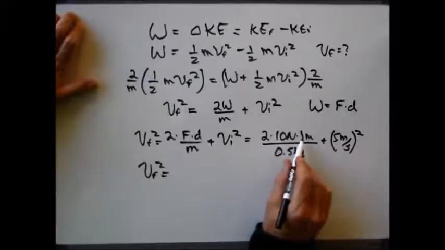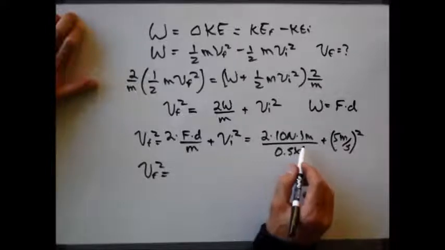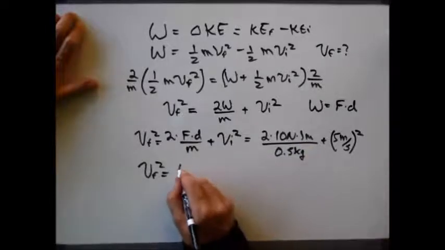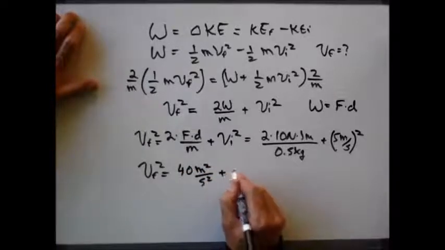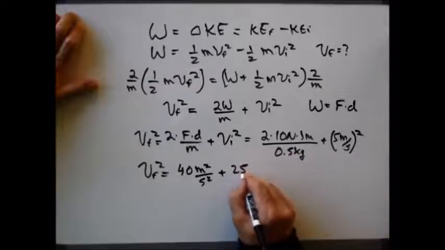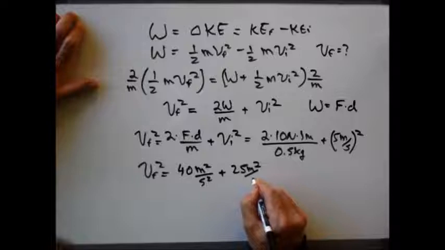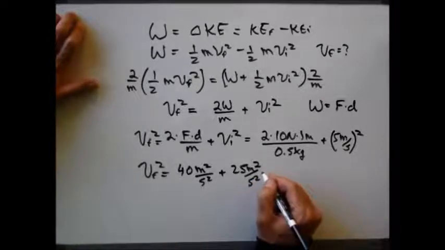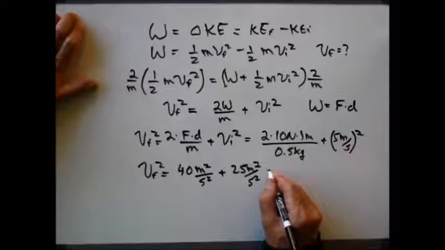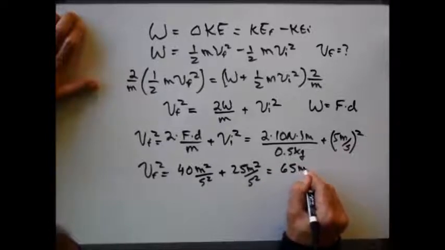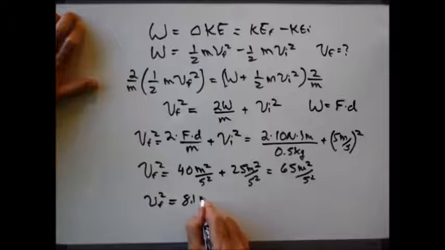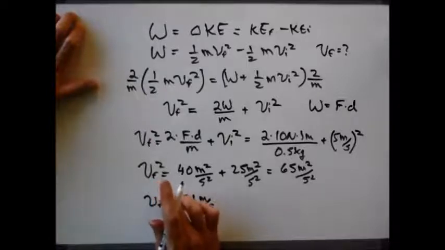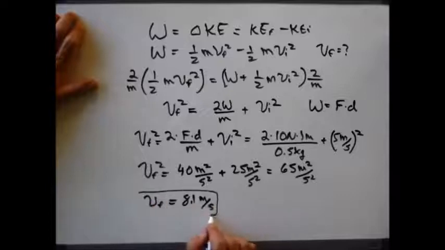And so that says V final squared is equal to 2 times 10 is 20 times 1 is 20 divided by 0.5 is 40. A newton meter is a joule divided by a kilogram, so this is 40 meters squared over second squared plus 5 squared is 25, 25 meters squared over second squared. And so this is 65 meters squared over second squared, or the final velocity is about 8.1 meters per second. Sorry, the final velocity, no squared there. The final velocity is 8.1 meters per second.